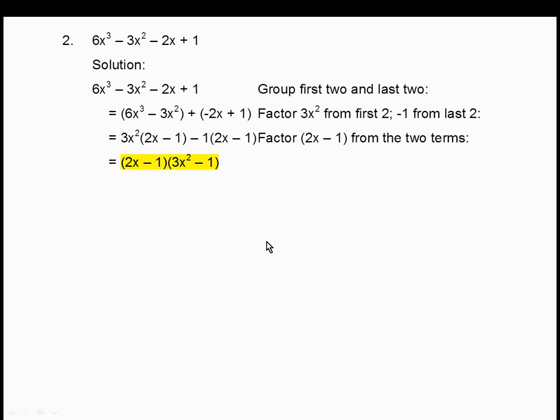Again, the order in which you write the factors doesn't matter. If you'd written 3x squared minus 1 times 2x minus 1, it'd be the same thing. The order of the factors does not matter. But again, we usually like to put numbers first, then monomials, then binomials, then trinomials, and so forth. So the factors are arranged in order of their size, starting with numbers, monomials, binomials, trinomials, etc.